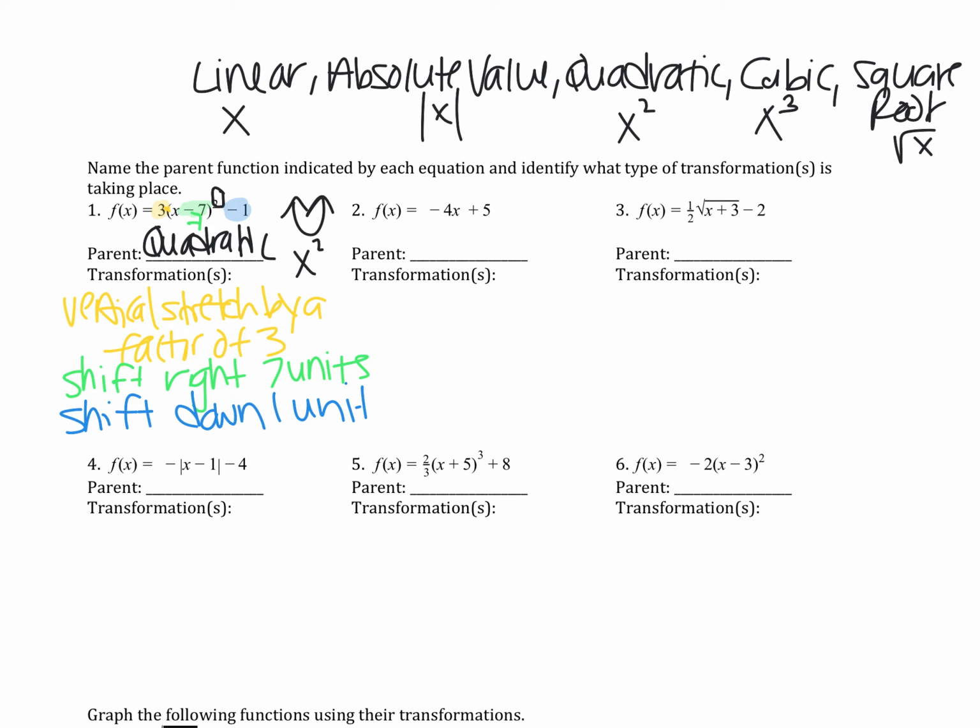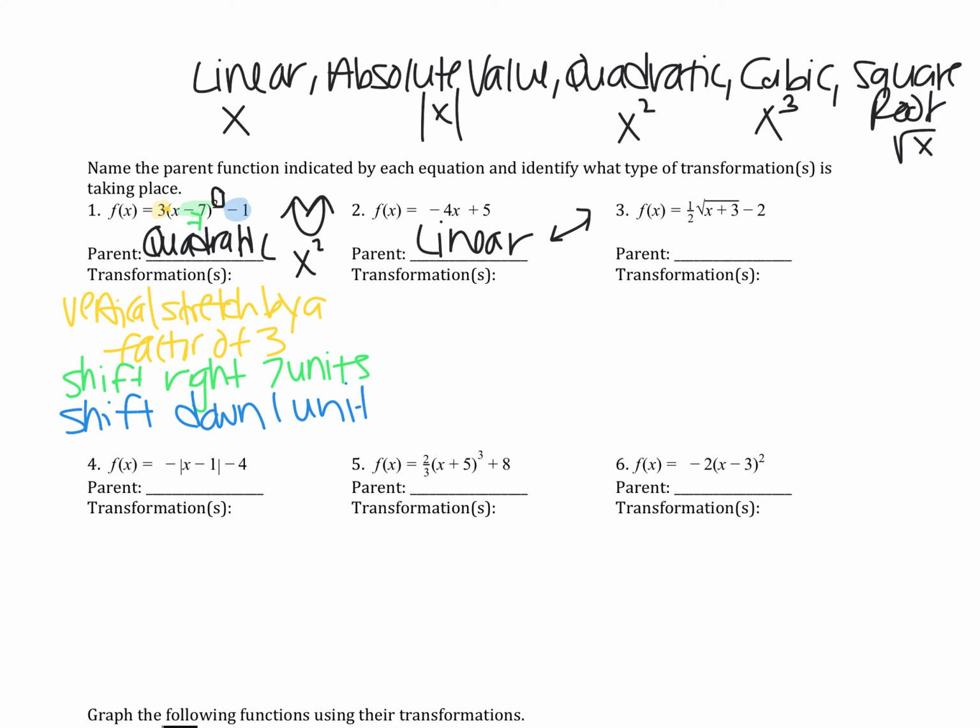So look at number 2. I'm trying to identify the parent function. I see x, but there's no symbol, no exponent. So this is a linear function. This isn't actually slope-intercept form, mx plus b. We know that linear is going to make a straight line. So we need to identify the transformations taking place. And we'll go from left to right.